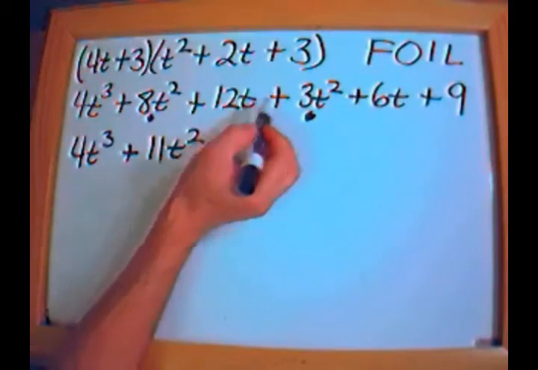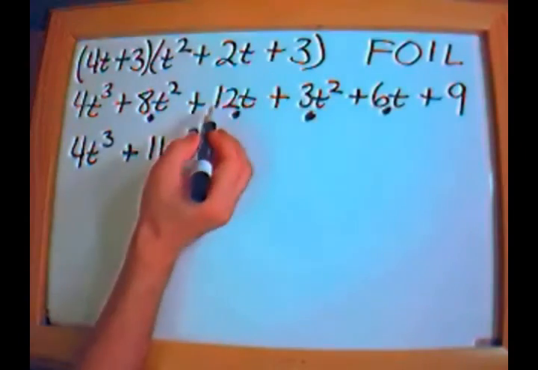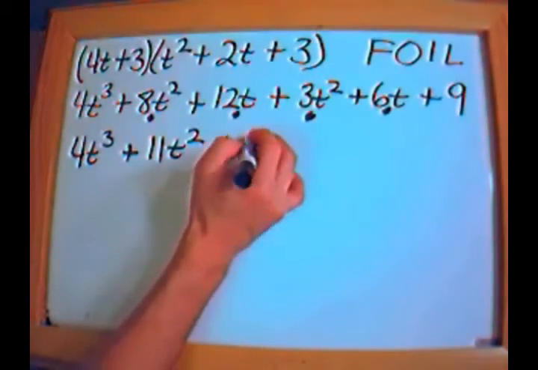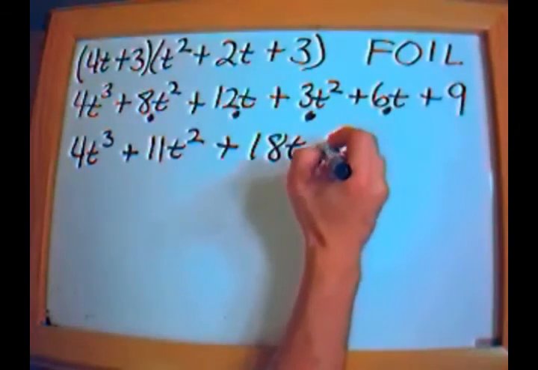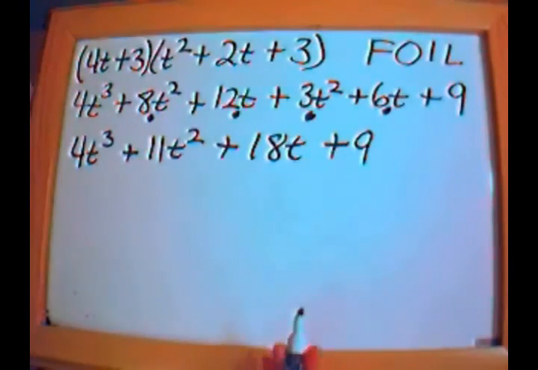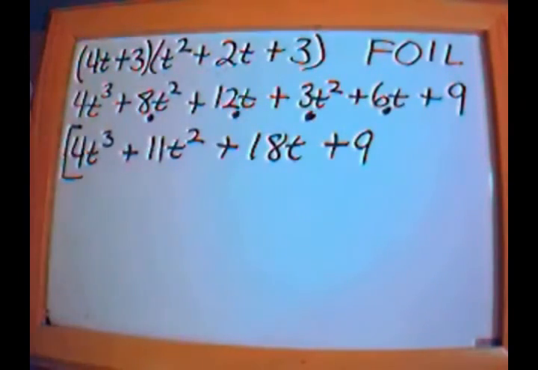Is there anything else with a t in it? Yes. 12t and 6t. 12 plus 6 is 18t. And finally, the 9 just comes along for the ride. Okay? And that's the answer. This is the answer to this multiplication.